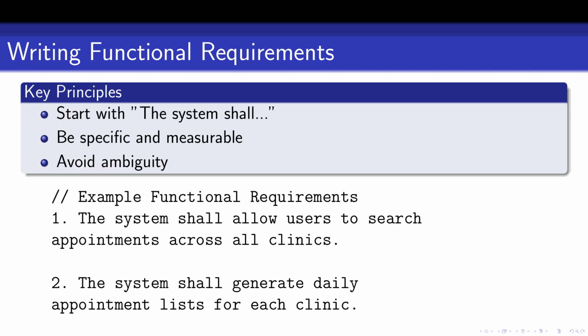Writing functional requirements requires clarity and precision. These describe the specific actions a system must perform to meet user needs. Always begin with "the system shall" and ensure requirements are measurable. For example, the system shall allow users to search appointments across all clinics. This specificity helps developers and testers clearly understand what to build and validate. Avoid ambiguous phrasing to reduce misunderstandings and rework.